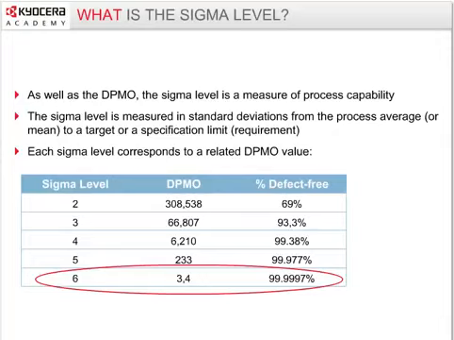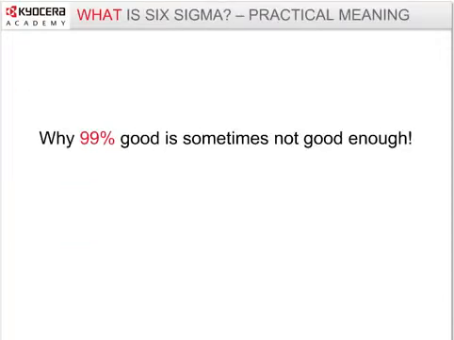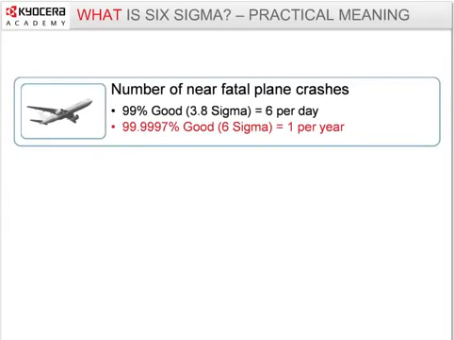In the following, you will begin to get a feeling for what Six Sigma quality means, and why 99% good is sometimes just not good enough. When looking at air travel, 99% good would mean 6 near-fatal plane crashes per day at most major airports. This is equivalent to a 3.8 Sigma process. Increasing this quality to 6 Sigma would result in only 1 near-fatal plane crash per year.